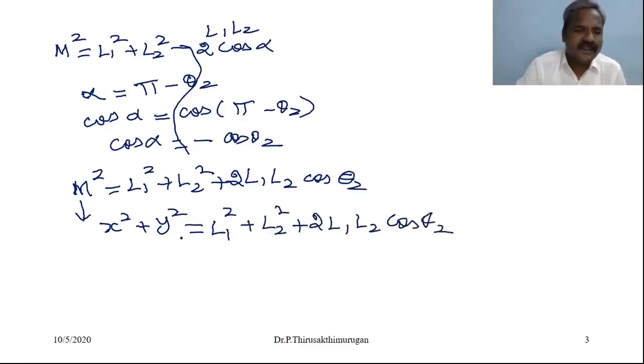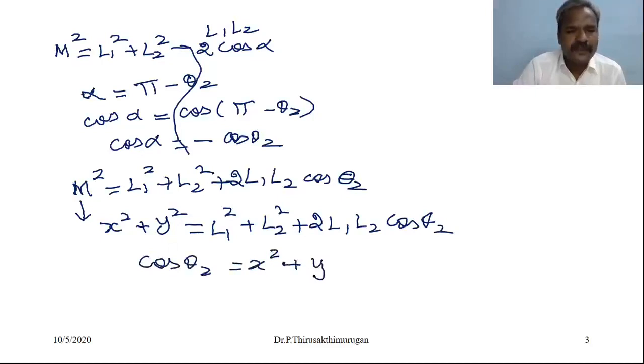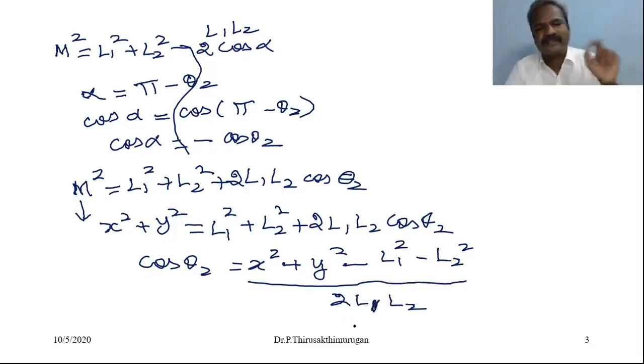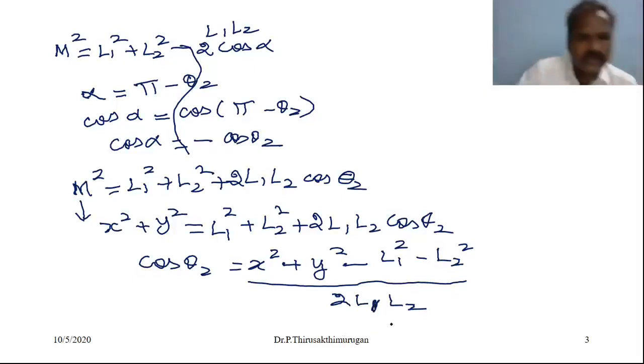So from this relation, what is cos theta 2? Cos theta 2 equal to x square plus y square minus L1 square minus L2 square, whole thing divided by 2 L1 L2. This is the first joint angle solution, cos theta 2.